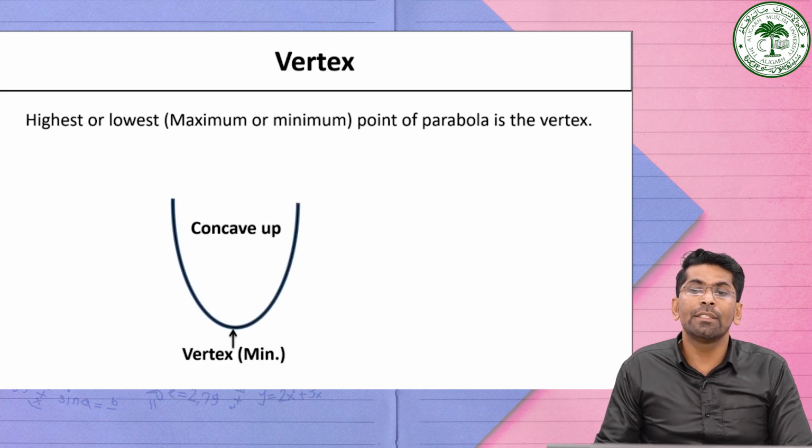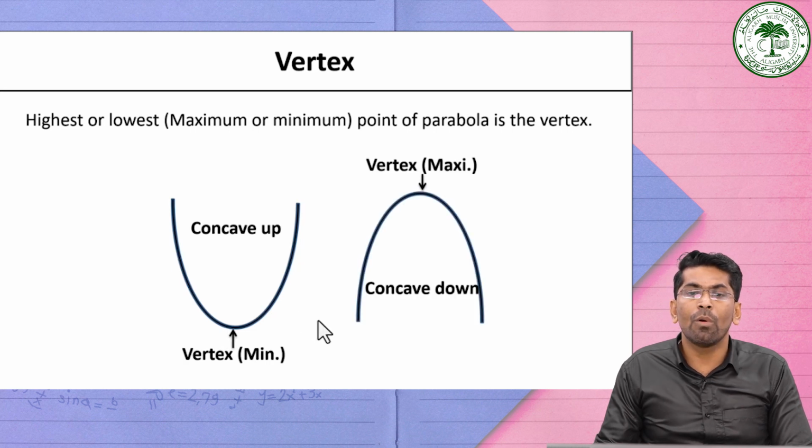If the parabola is concave up, just like this, then the vertex is the minimum point. And if the parabola is concave down, then the vertex is the maximum point. So it depends entirely upon the direction of the parabola, whether it is a maximum or minimum.